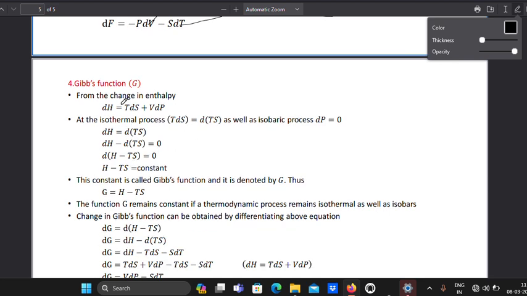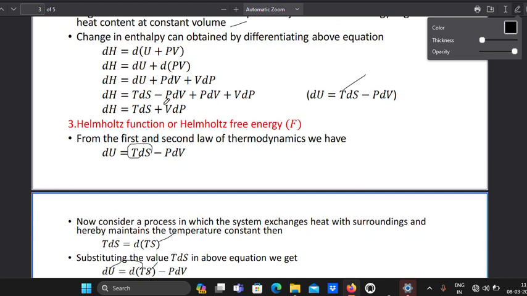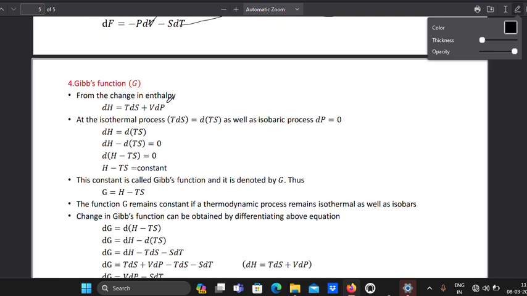From the change in enthalpy. So the change in enthalpy equation is there. What is that? See here once again. dH is equal to TdS plus VdP, change in enthalpy. So for this I have taken TdS plus VdP. Now similarly, again we have to change like this. Above we changed TdS; in an isothermal process, TdS can be written as d of TS. Okay, now replace this with d of TS.